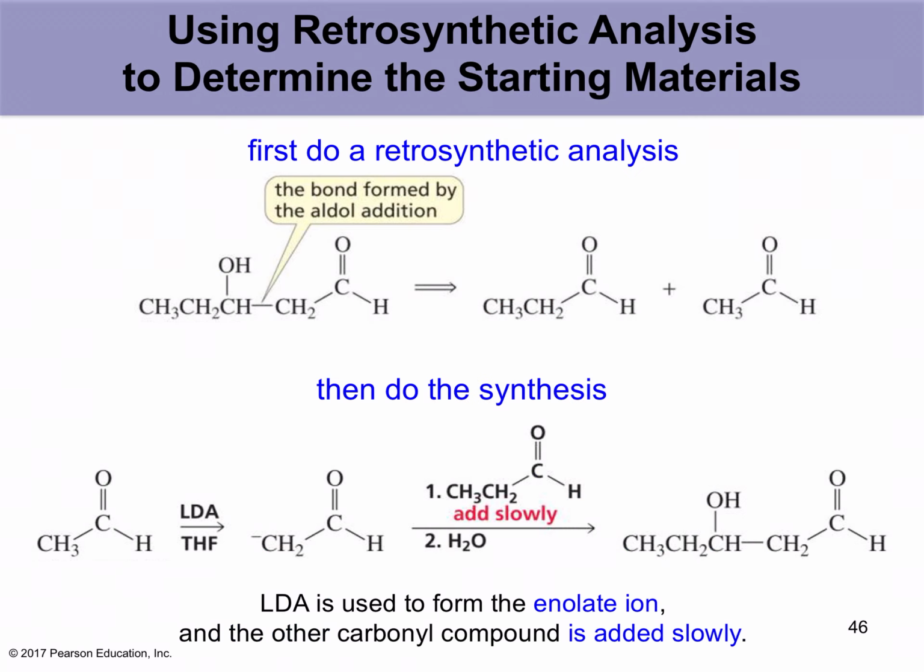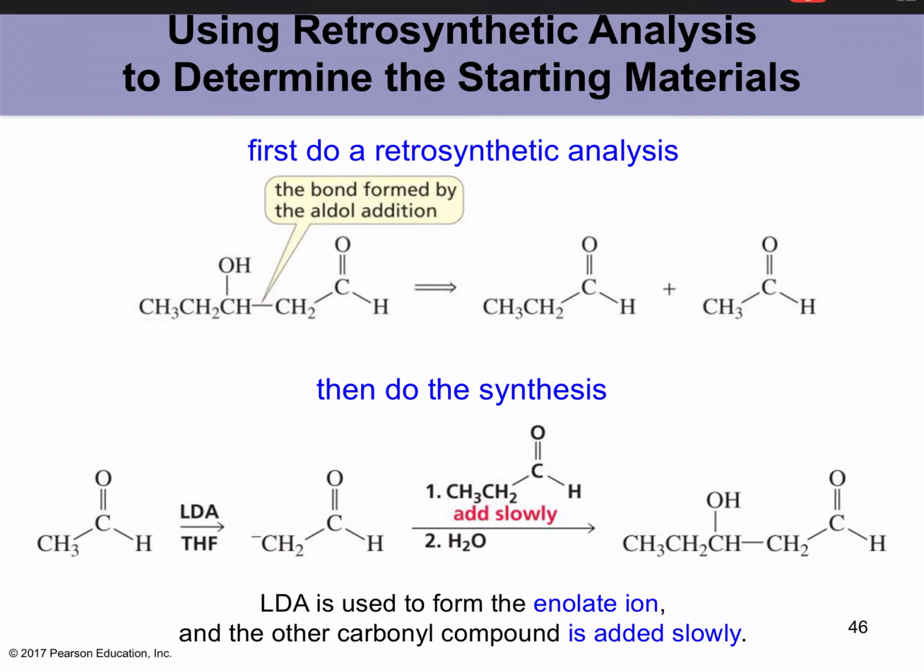Using retrosynthetic analysis to determine the starting material. Now let's see if you are given a compound and asked how you can make this molecule. If you see a compound like that, which is an alpha beta hydroxy carbonyl compound, we know that we can use Aldol reaction to get this one. And now we understand in Aldol reaction, the carbonyl carbon, so this is the carbonyl carbon, next to that alpha carbon is going to form a bond with the carbonyl carbon of the other compound. So this bond is being formed by the aldol addition.